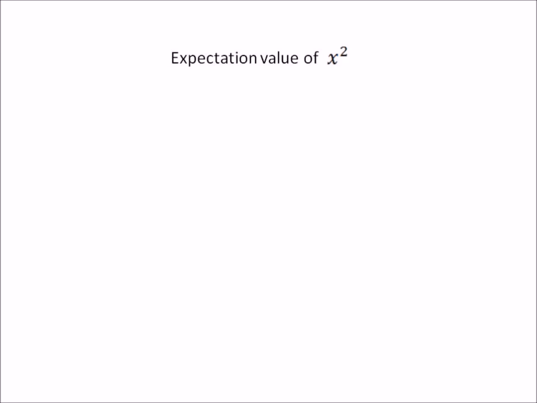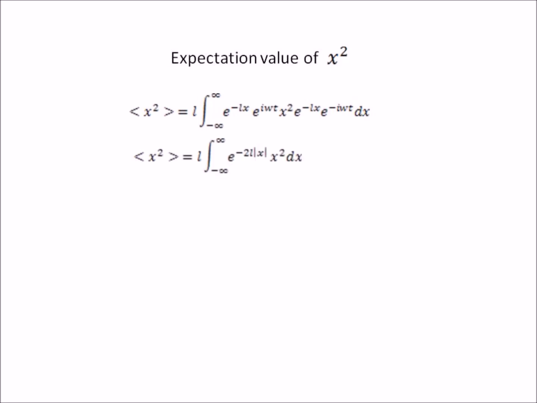We have integration of psi star x square psi dx. In psi and psi star there is A, so take A square outside, and the value of A square is L, so I have written it here directly. Now calculating, in this case also the time part vanishes, and e raised to minus Lx and e raised to minus Lx becomes e raised to minus 2Lx, times x square dx.